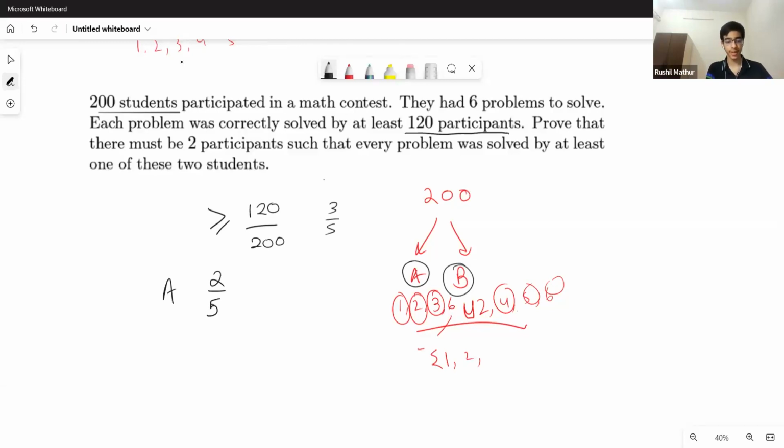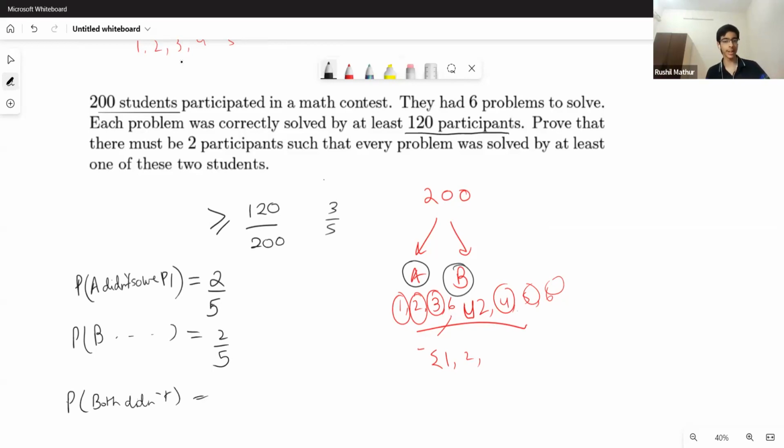Similarly, the probability that, wait, maybe I should write stuff down. So the probability that A didn't solve P1 is 2 by 5. And the probability that B didn't solve is also 2 by 5. So the probability that both didn't solve is the product, because you need both things to hold, and they're independent events because A and B are chosen independently and randomly. So 4 by 25 is the chance that both didn't. So we can do 1 minus 4 by 25 and say that this is the probability that at least one of them has solved the question. So we get 21 by 25.